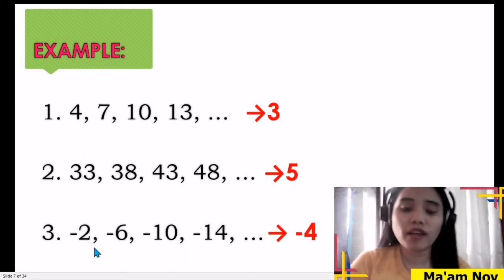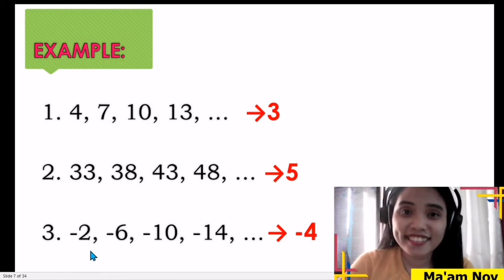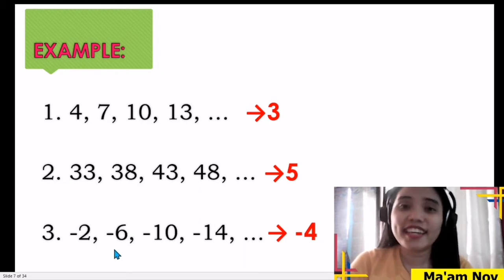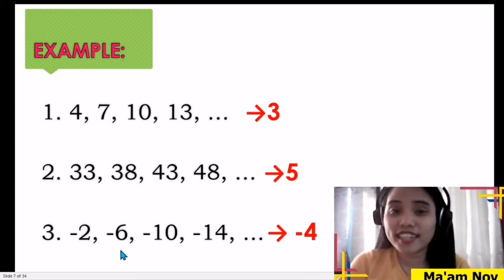Negative 2 plus negative 4 naging negative 6. Negative 6 plus negative 4 naging negative 10. Negative 10 plus negative 4 naging negative 14.